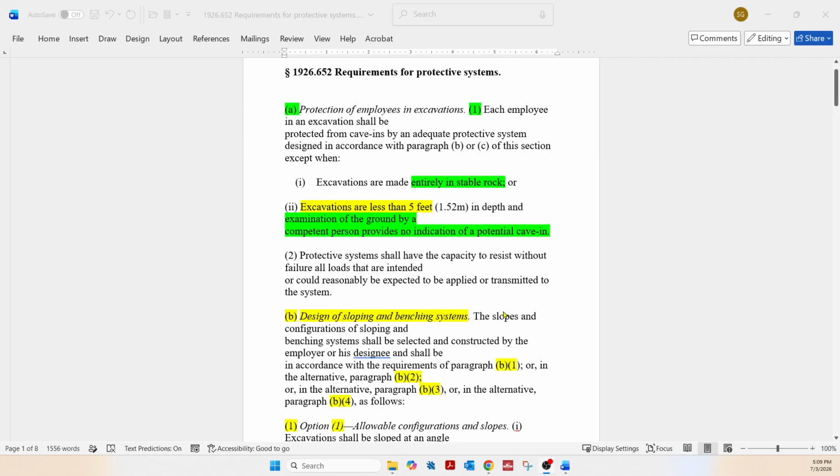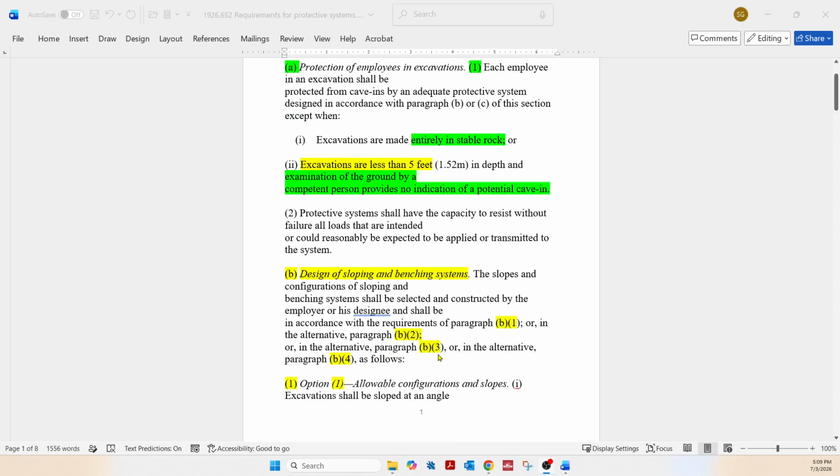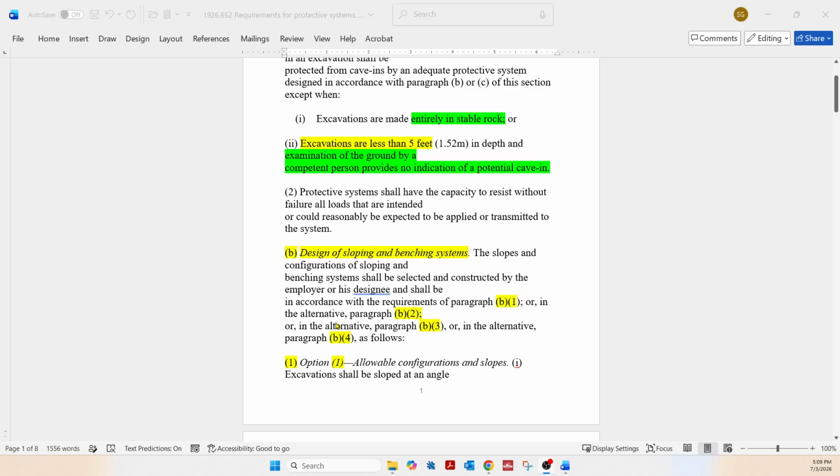Design of sloping and benching. The slopes and configurations of sloping and benching systems shall be selected and constructed by the employer or his designee and shall be in accordance with requirements of paragraph B1 or in the alternative paragraph B2 or in the alternative paragraph B3 or in the alternative paragraph B4 as follows. With these options. Now, before we get there, I just want to show you something about what B1 through B4 mean.